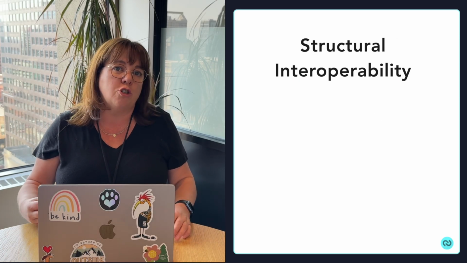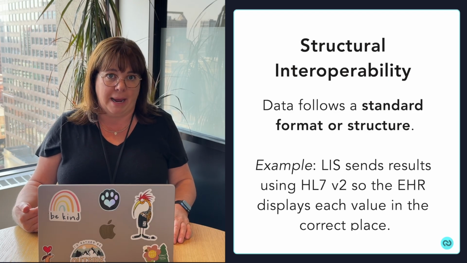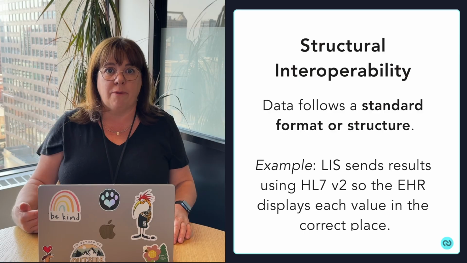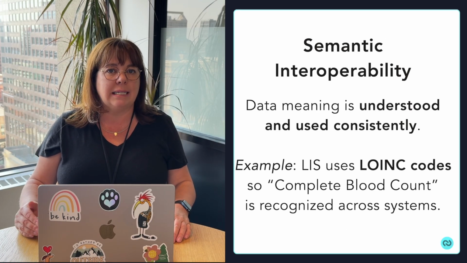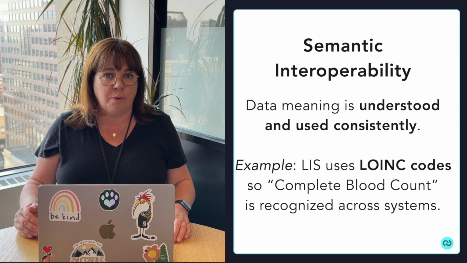The next step is structural interoperability. This makes sure the data arrives in a consistent format so it fits into the right fields, which means the lab results would show up in the right place in the chart. Finally, we have semantic interoperability. This is where the meaning is clear and consistent. For example, the value Na is recognized everywhere as sodium and not as something unrelated.